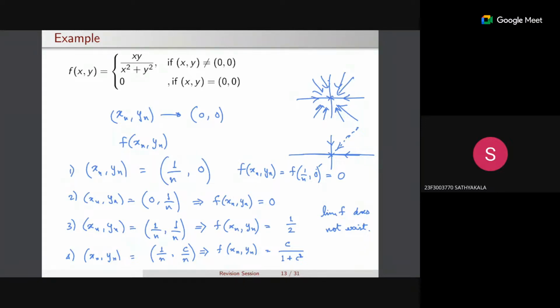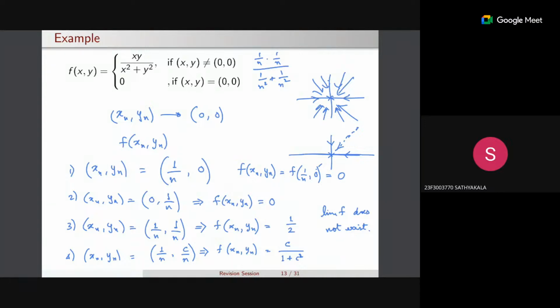So f of xn, yn is just f of 1 by n, 1 by n. If I substitute 1 by n, 1 by n over here, it becomes 1 by n times 1 by n divided by 1 by n square plus 1 by n square, which is 1 by n square divided by 2 by n square, which is just half. Oh, okay, substituting in the function. Yeah, because 1 by n, 1 by n is not 0, 0, so I can use that other definition and just substitute it to get half.